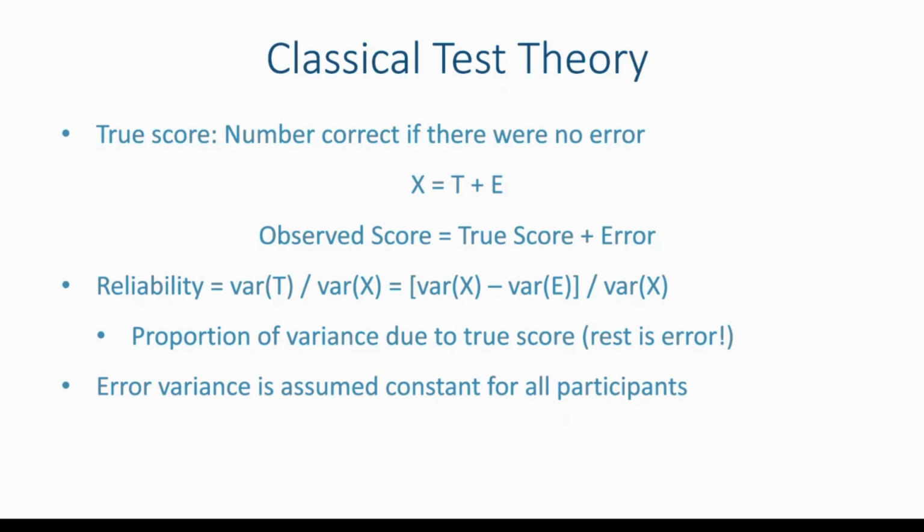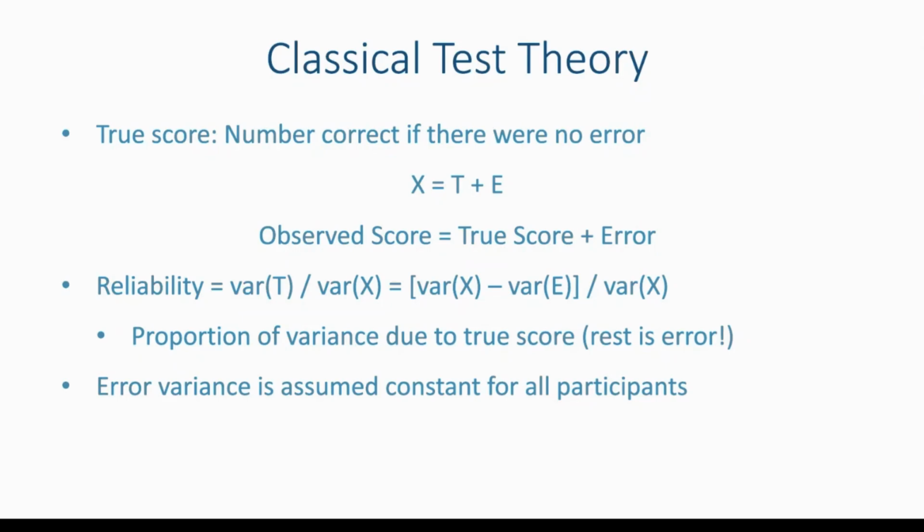This idea of reliability is going to be a ratio of the variance of true score variability divided by the variance of observed score variability. Or another way to think about this is the proportion of variance due to true score, with the rest being error.